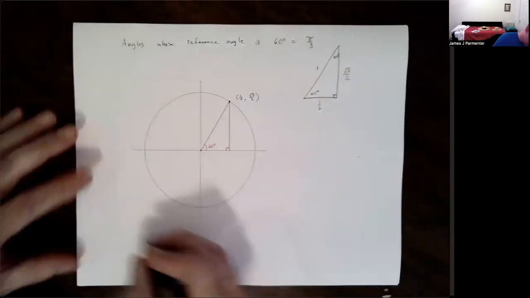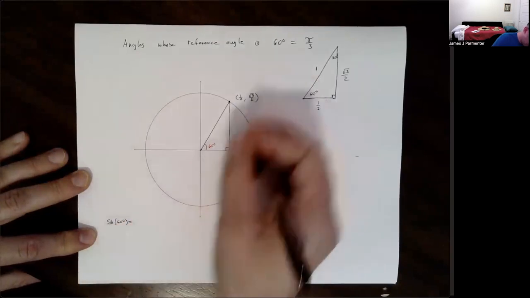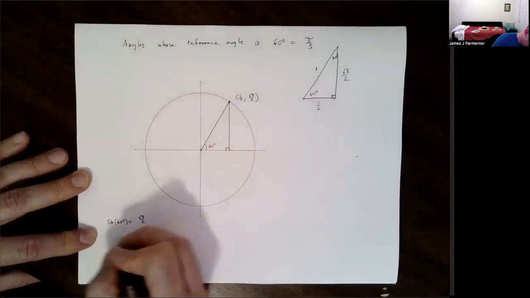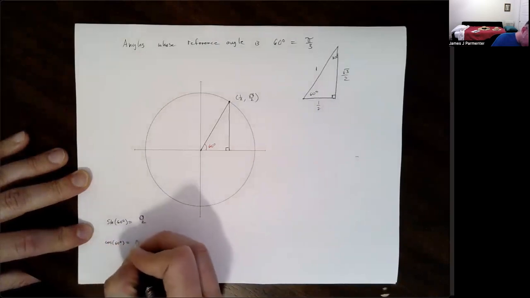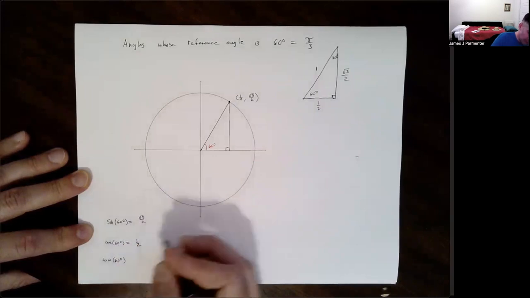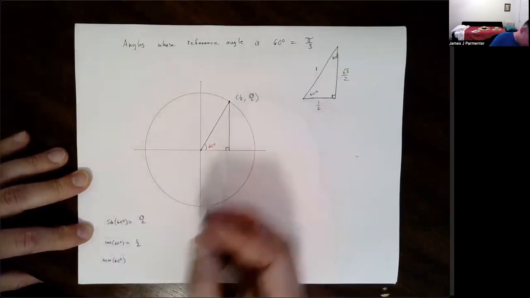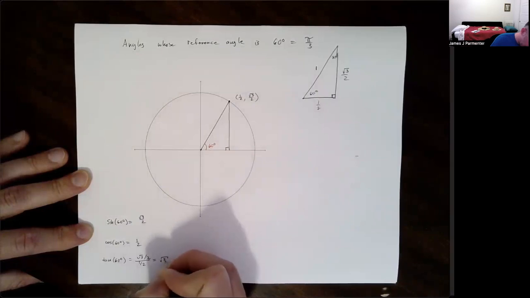Sine of 60 degrees is the y coordinate, √3/2. Cosine of 60 degrees is the x coordinate, 1/2. Tangent of 60 degrees is the y coordinate divided by the x coordinate, which is √3/2 over 1/2, which ends up just being the square root of 3.